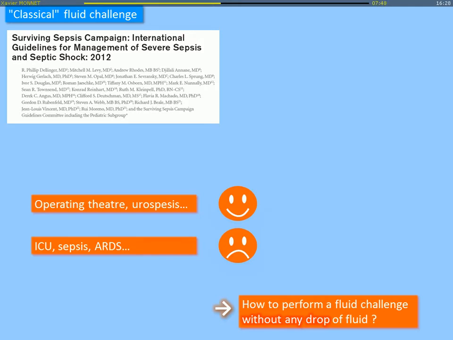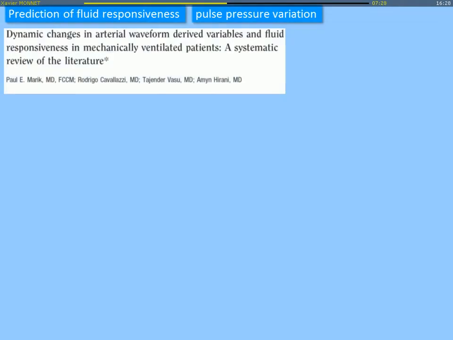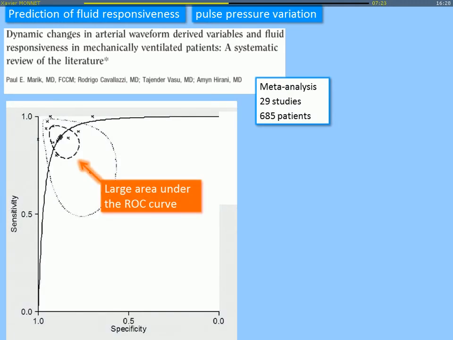of fluid. The first way to do this, as you know, is to use the respiratory variation of hemodynamic signals like pulse pressure variation. Two important messages today concerning PPV. The first one is that I think there is no doubt today that it is a reliable way to predict fluid responsiveness. Look, for instance, at this systematic review of the literature by Marik, in almost 700 patients, you see that the area under the ROC curve was good.